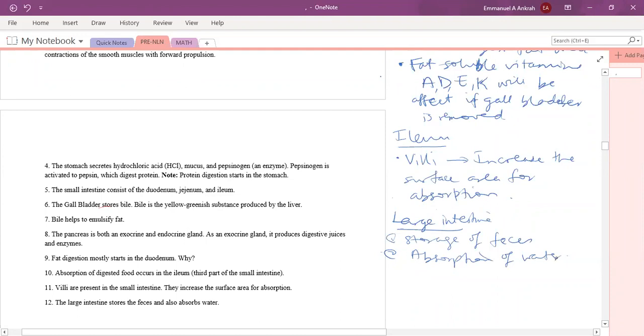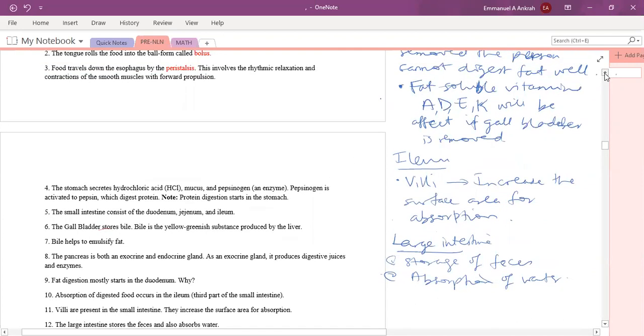The appendix usually has no particular function, but it's considered to be part of the immune system. It's called a lymphoid organ. But basically it has no important function in the body, so it can easily be removed without any consequences. It rather causes more problems sometimes.